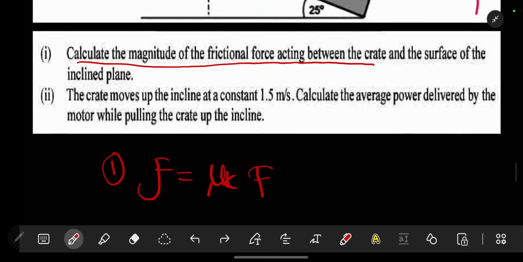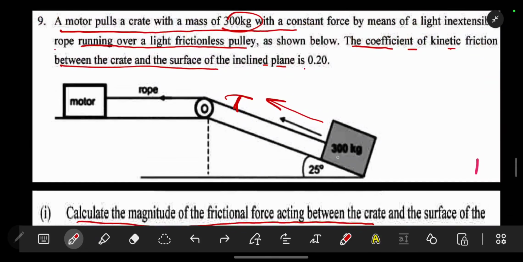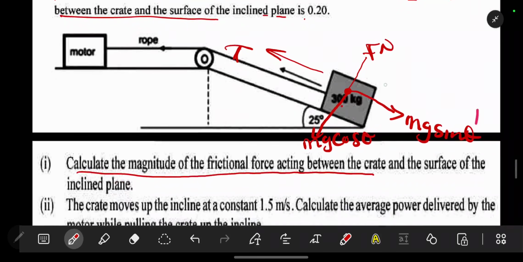So in this case, we need to do this. This will be our Fn. Opposite the normal force is the mg cosine of theta. The one that will always be acting downwards is the mg sine of theta. Since the object is being pulled up, the frictional force will be in this direction.